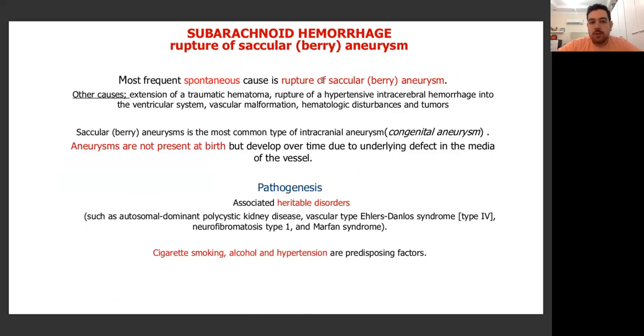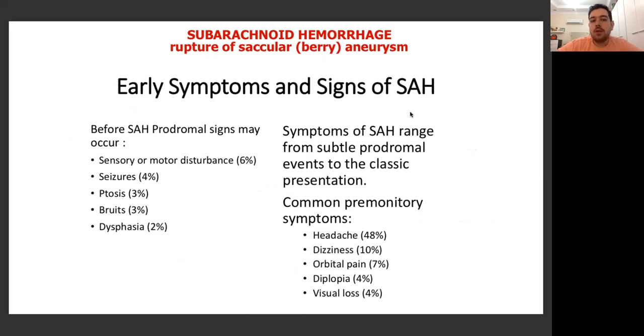So we've talked about berry aneurysm and how it can lead to subarachnoid hemorrhage. Why do berry aneurysms develop? Because of autosomal dominant polycystic kidney disease, Ehlers-Danlos syndrome, and other rare congenital diseases like Marfan or NF1. Sometimes cigarettes, alcohol, and hypertension can predispose to berry aneurysm, although they are not the main risk factor, like in the case of Charcot-Bouchard. So how does subarachnoid hemorrhage present?